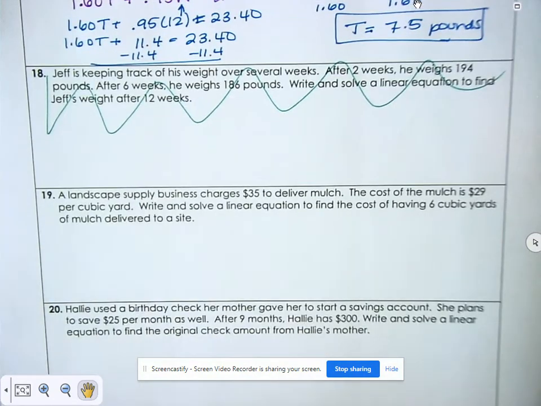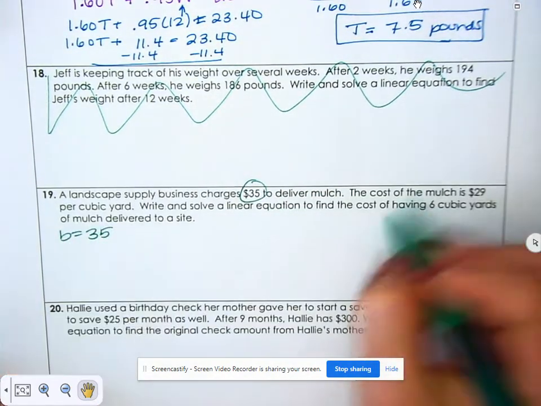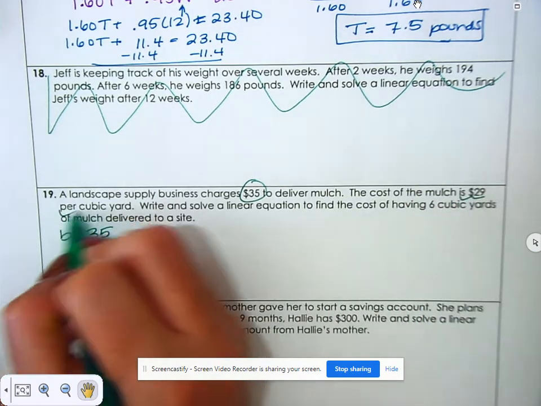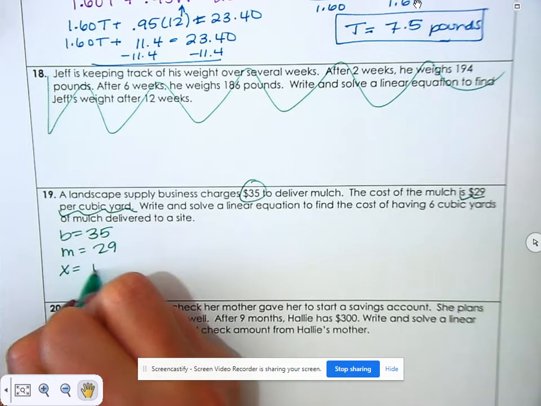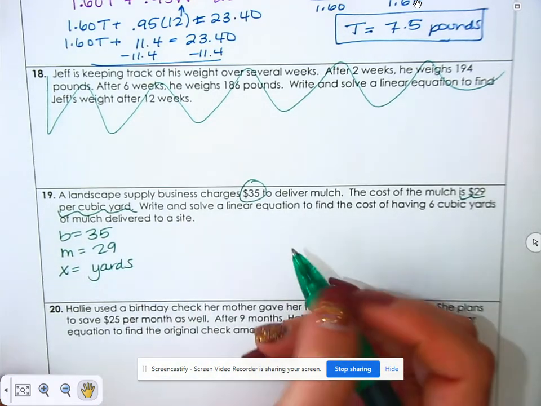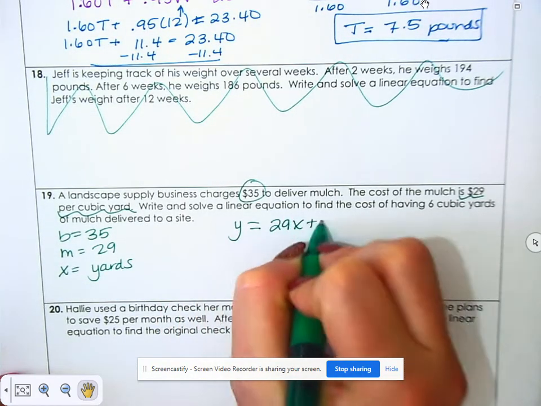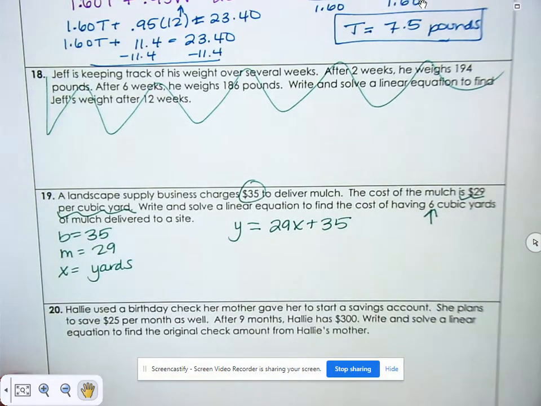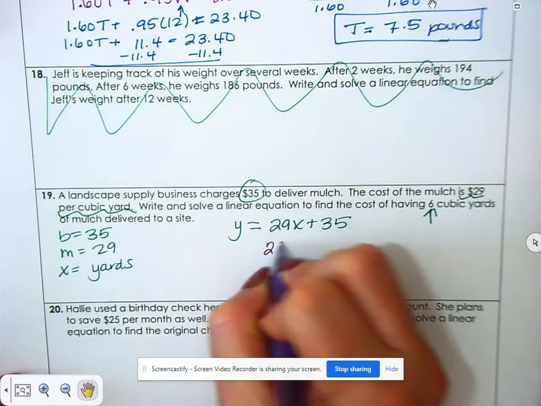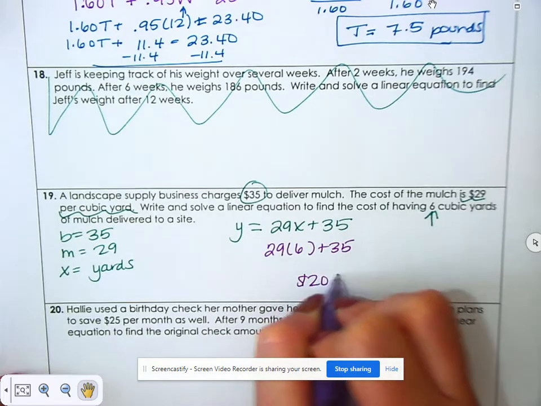All right, looking at 19, a landscape supply business charges $35 to deliver mulch. So that's our flat fee, that's our B. The cost of the mulch is $29 per cubic yard. So our M is 29 and our X is cubic yards. Write and solve it. That's going to be Y equals 29x plus 35. And then they want 6 cubic yards delivered, so that is our X. So 29 times 6 plus 35 is going to give us a final total of 209.